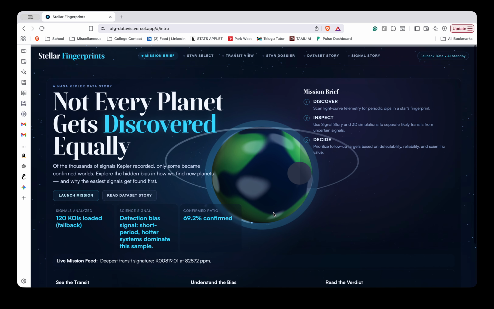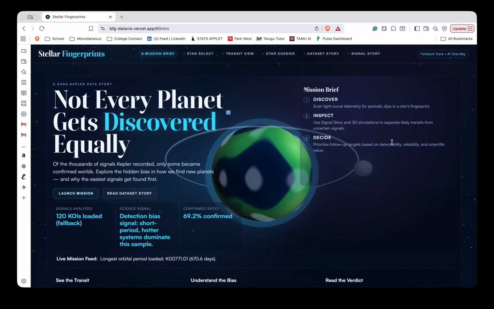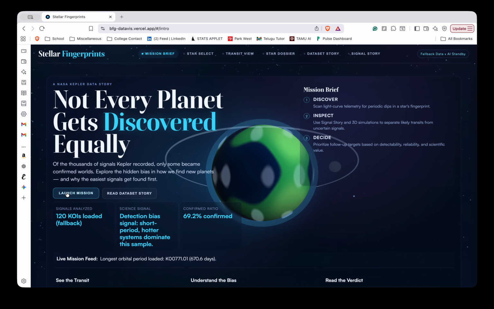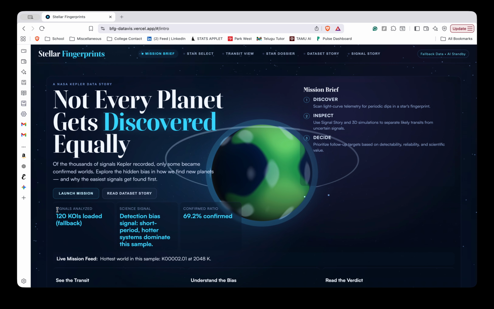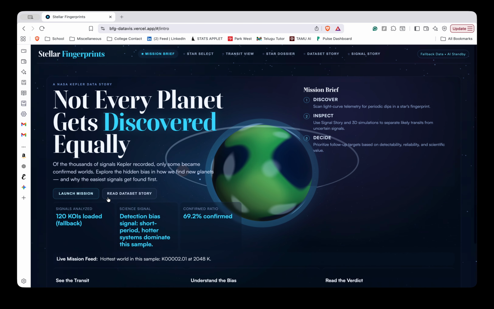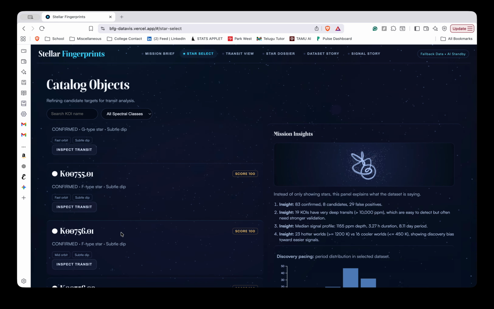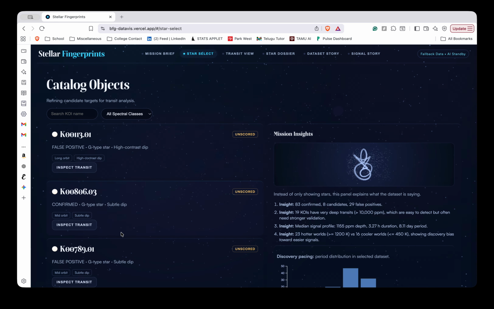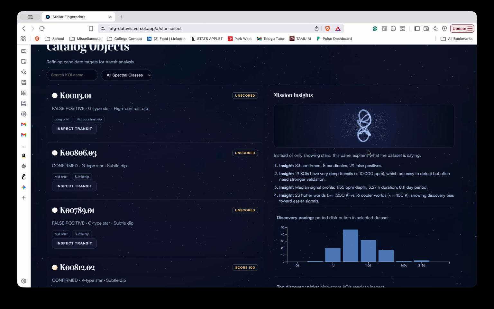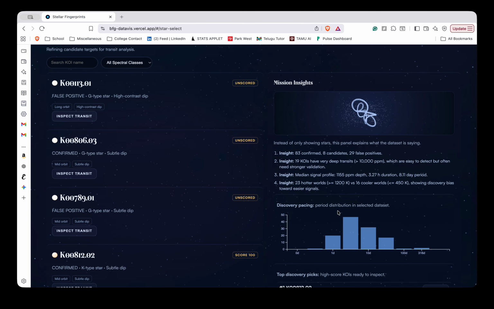So this is our starting page. What you can see here is the mission brief. We can launch the mission here, or read the story. We have some live term results, and when we launch the mission, we can see the catalog objects. These are all the different planets that we have, or stars technically. We have mission insights: 83 confirmed, 8 candidates, and 29 false positives so far. Kind of more information there.